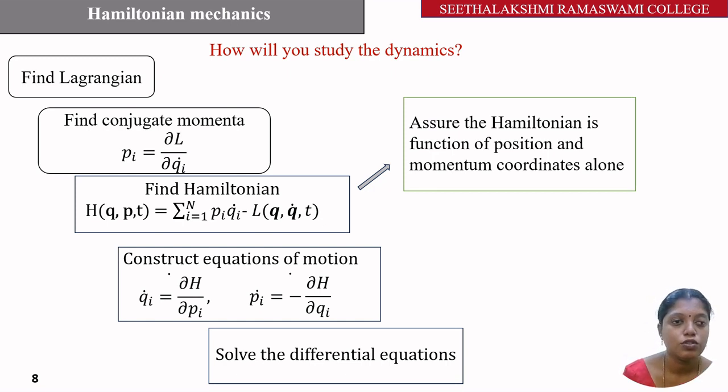So once the equations of motion are constructed, these are a set of differential equations. You solve these differential equations, then you can obtain the solution of the system. So the key difference that you observe between the Lagrangian and Hamiltonian is, in Lagrangian mechanics, you will have a set of second order differential equations, but in Hamiltonian mechanics, you will have first order differential equations.